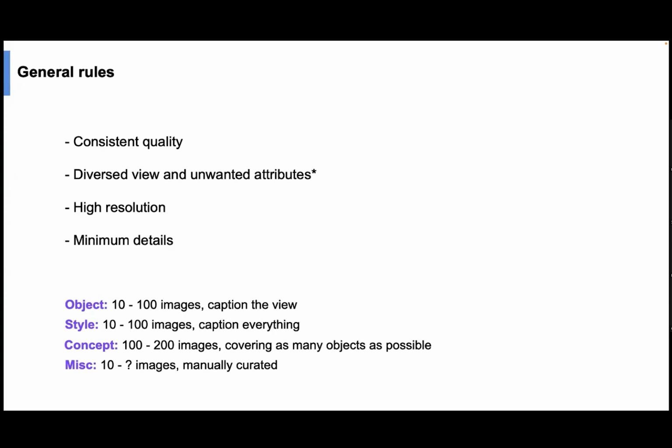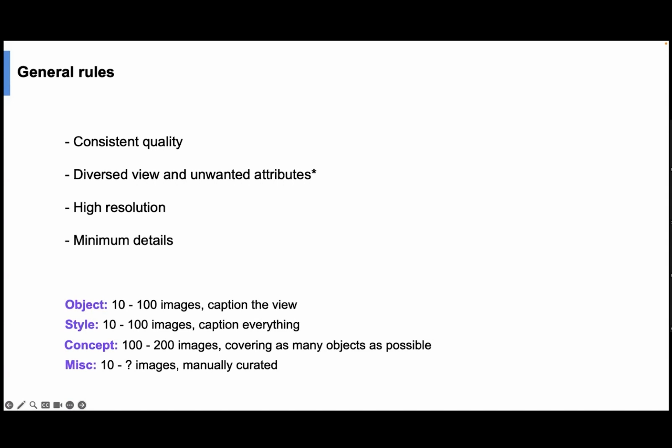So for the unwanted attributes, it refers to some attributes that are not relevant to your expectation of the LoRa. For example, the weather. If all of your training images are in sunny days and you don't really want sunny weather to be compulsory, then you should add some images of rainy and cloudy or foggy weather into your training dataset.